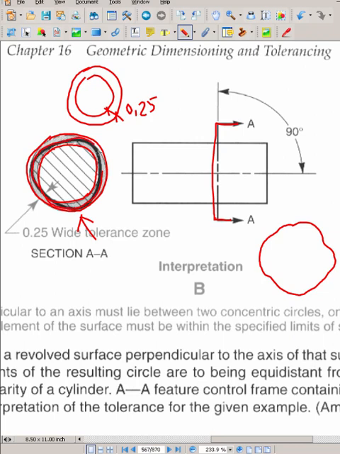Because in reality, you don't really have a perfect cylinder. You have little deviations like this, and little ups and downs, and little rough spots. But as long as those rough spots and those deviations fit within that zone, it's okay. Circularity, controlled with cylinders.